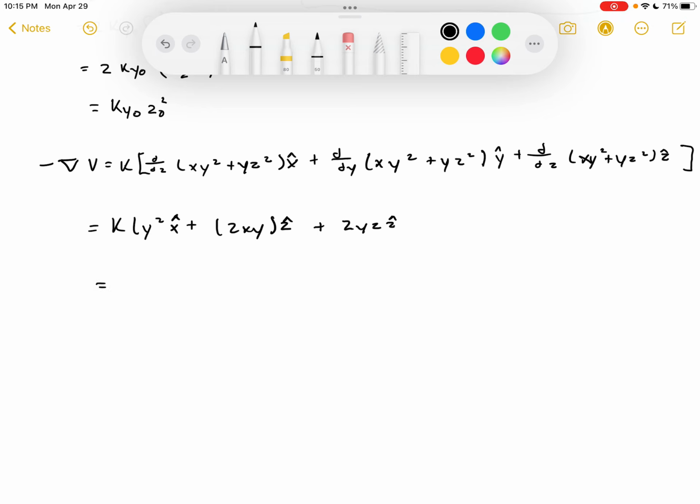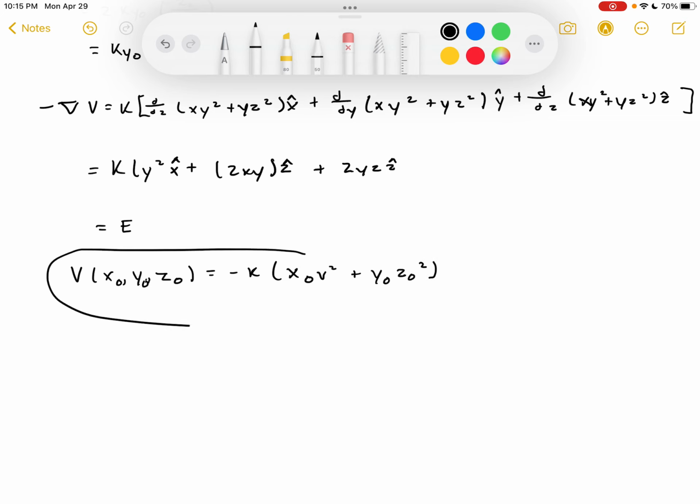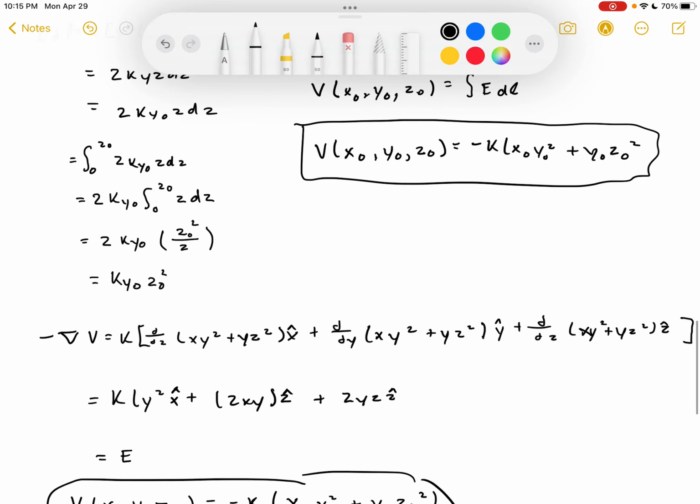Therefore, our potential gradient is simply equal to our electric field, which also proves that our potential is equal to negative k times x naught y naught squared plus y naught z naught squared, which is the same answer that we got above.